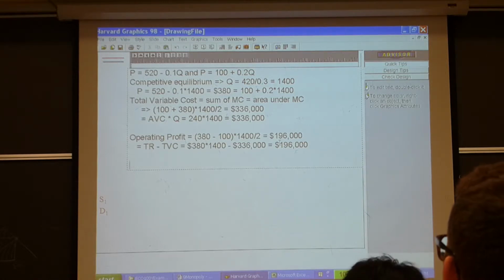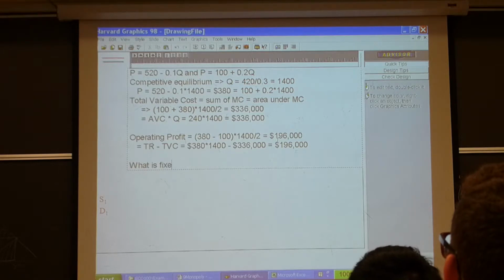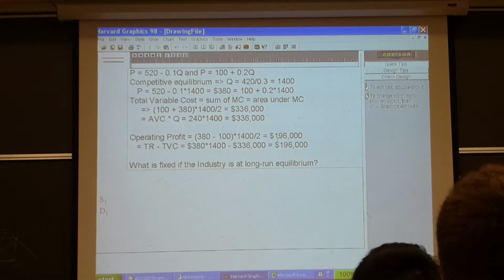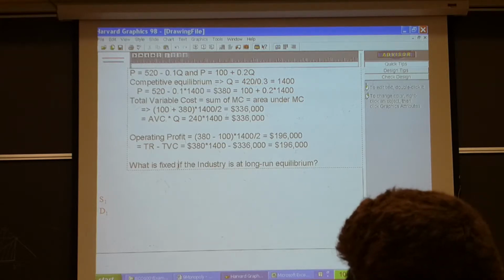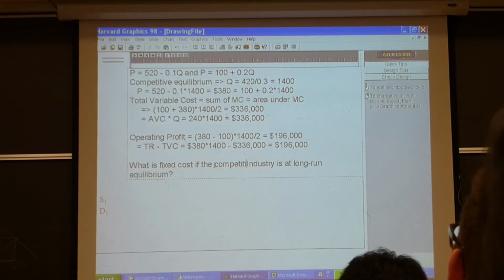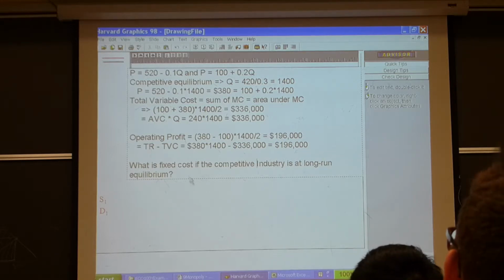Now, if it's a competitive industry, what is fixed cost if the firm, I'll call it the industry, because this is the industry, is at long run equilibrium? If the competitive, remember we're talking about competition for the moment, if the competitive industry is at long run equilibrium, what is fixed cost? You all know the answer. What is it?